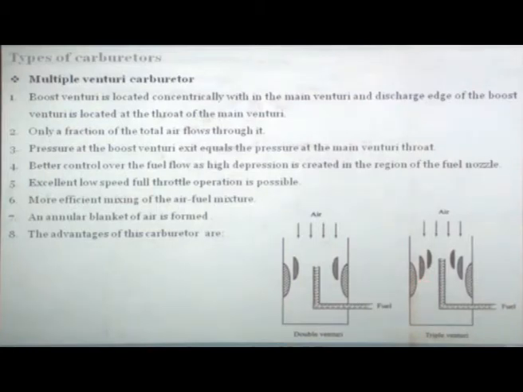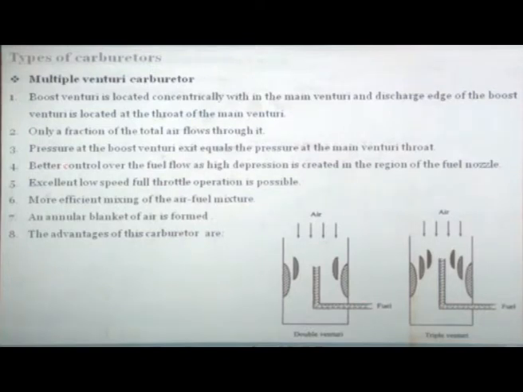middle venturi. So what happens is, when you have a smaller venturi and the air is coming in, only a part of the air will pass through it, the remaining air will bypass. Only a fraction of the total air flows through it. The pressure at the boost venturi exit, which is this one, equals the pressure in the main venturi throat. Whatever the pressure is here, it will be the same as in the throat.